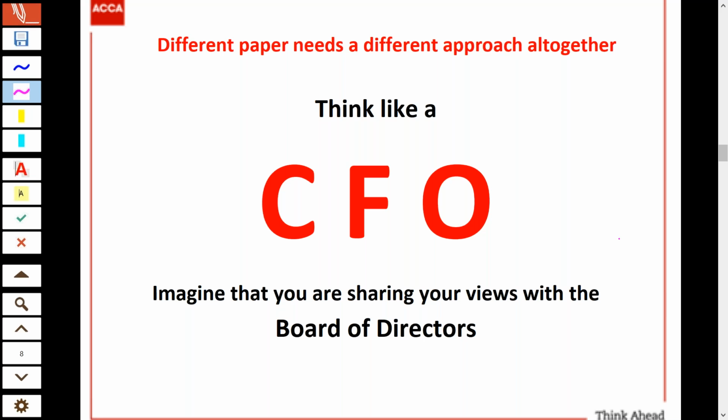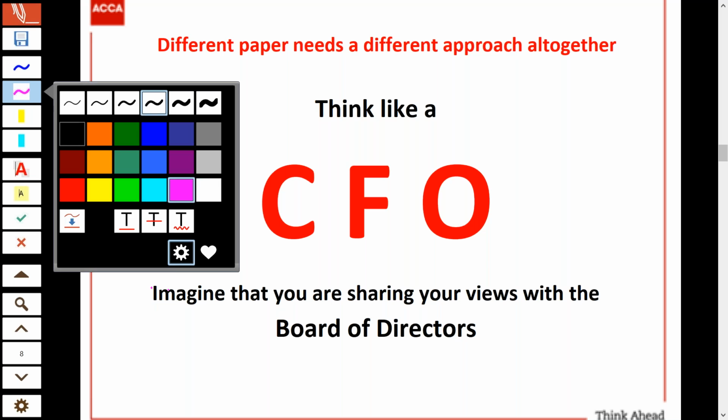So whenever we read a case study, just think that you are the CFO or the finance director of that company. Think like you are the owner. It is your baby. And automatically you will be surprised that your brain will start working. You will start thinking out of the box when you start imagining that you are the CFO. You will look for solutions. And this is what SBL is all about.